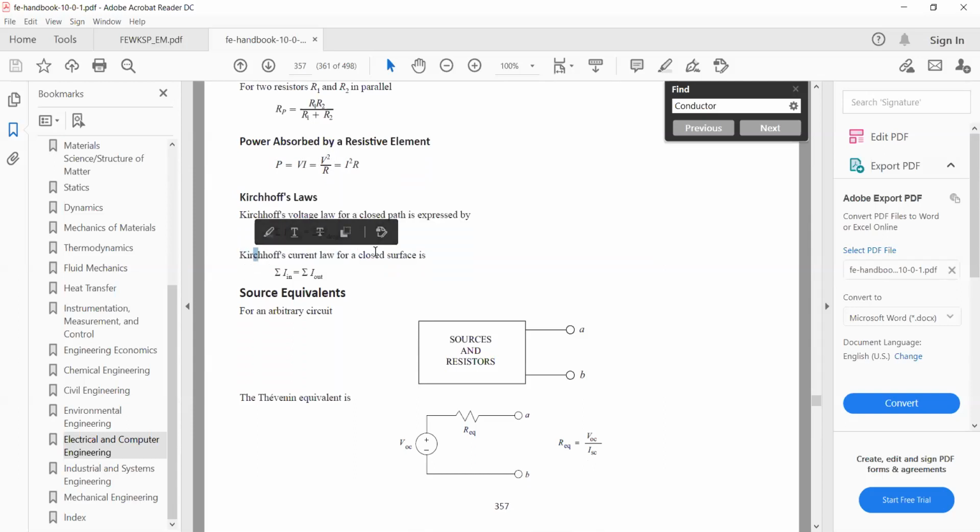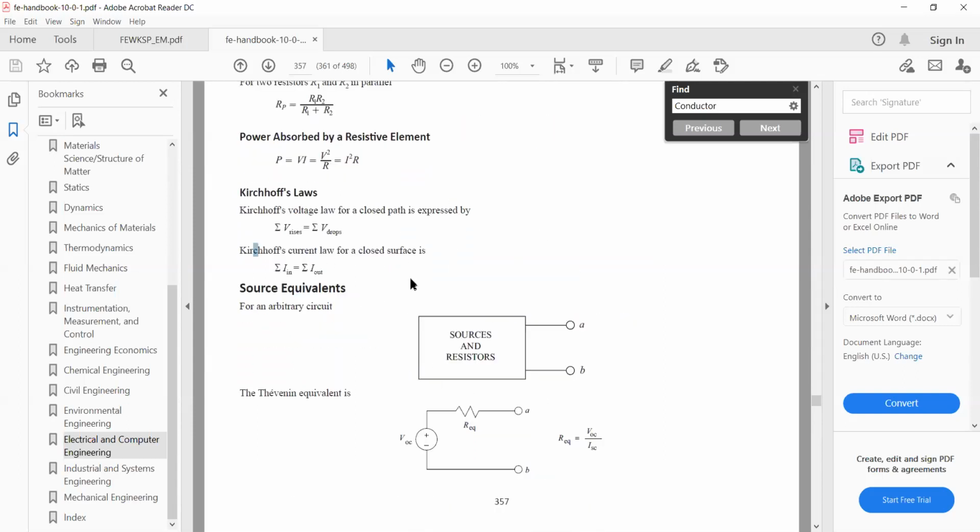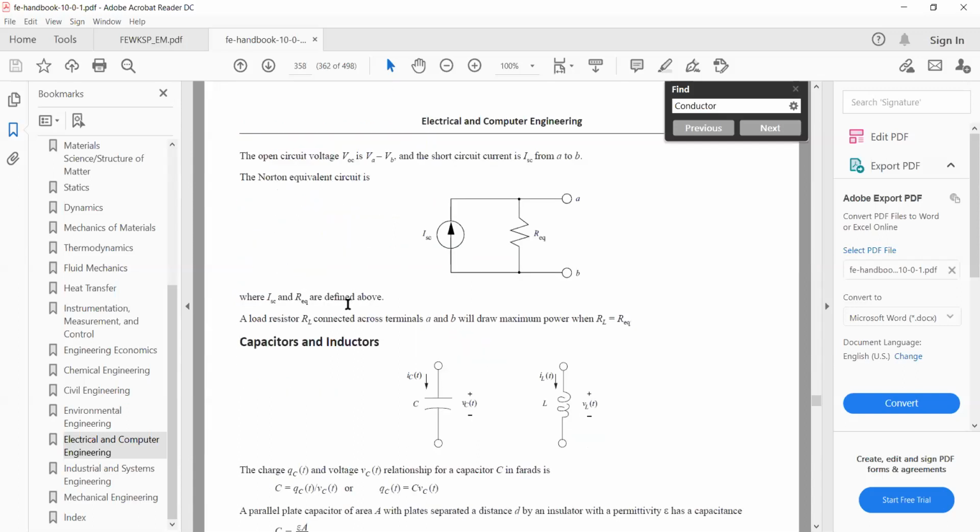And Kirchhoff's current law for closed surfaces is that the current in is equal to the current out. That one's pretty straightforward, similar to the node rule, where you have I1 coming in and it splits into two. You can have I1 equals I2 plus I3 sort of thing.